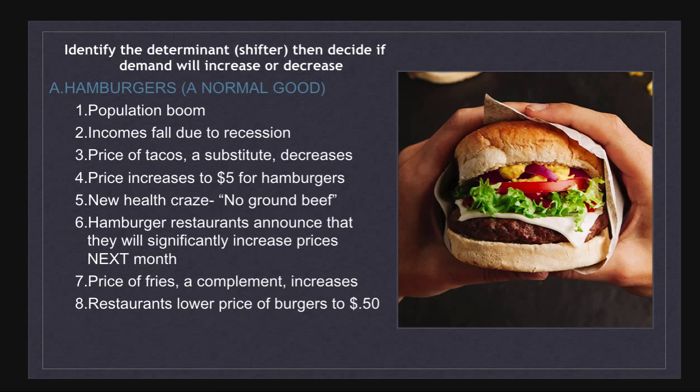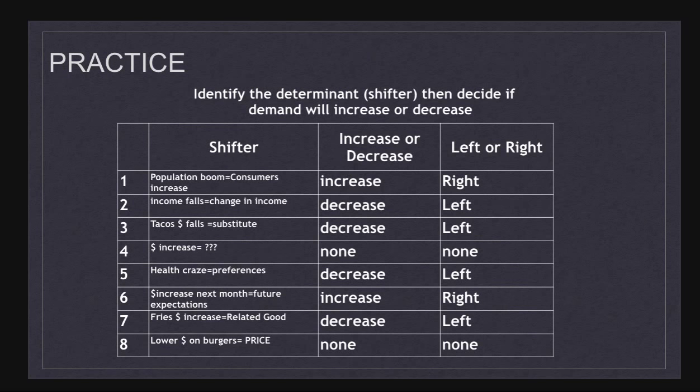Okay, ready to see the answers? Here we go. So take a look at your chart. Compare it to what's up on the screen. Number 4 was your distractor, to see whether you caught the price increase on that one. If there's a price increase on the burgers, that is automatically change in quantity demanded. It is not a change in demand.